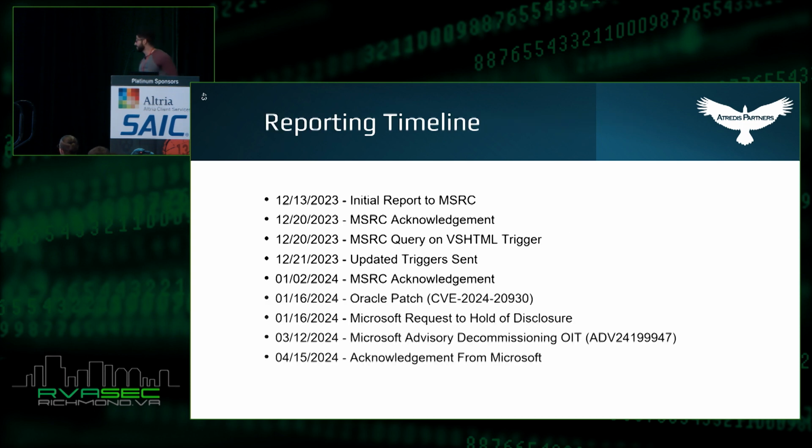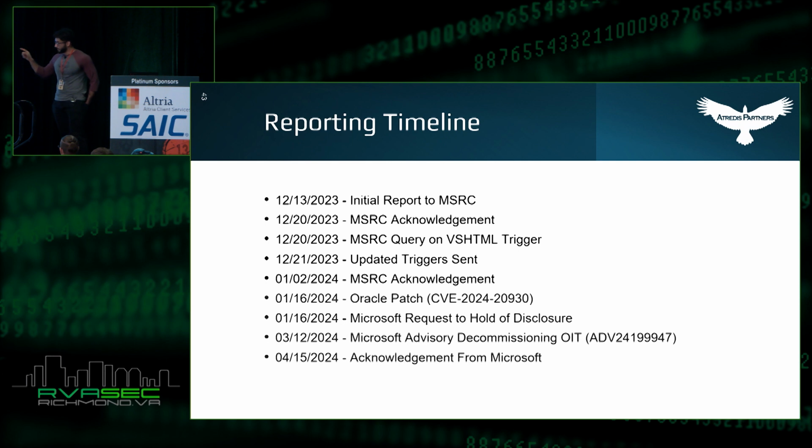Now, finally, for the reporting timelines. In December, we submitted this to MSRC. On December 20th, Microsoft acknowledged that they received our bugs. And then on the 20th again, we got another response from Microsoft. Our trigger for VS.HTML wasn't working, so we sent 3 more triggers. And then MSRC acknowledged our bugs.